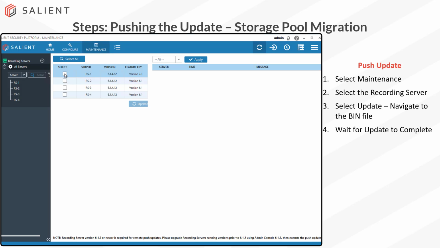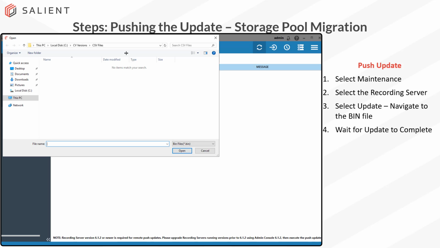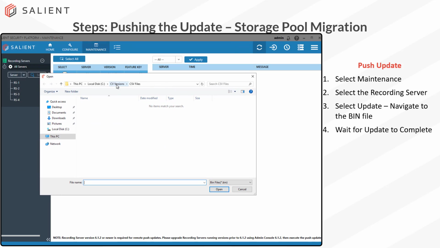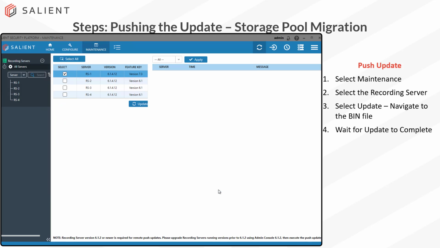So what you'll do is select that recording server, and then right down on the bottom, you're going to choose Update. This is going to open up a Windows File Explorer where we can navigate and locate that bin file that we downloaded. So here's my recording server bin. I select it, and once I choose Open, this is going to start the update process.